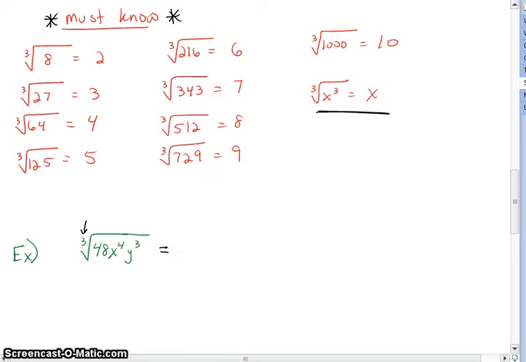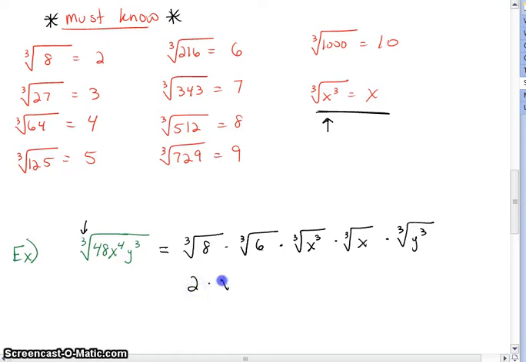48's not on my list, so I'm breaking into something I do know the cube root of, which would be 8 in this case. Cube root of 8 times the cube root of 6. This time, instead of x squared, I want it to be x cubed, because I know x cubed. So I make it x cubed, which leaves the cube root of just x, times the cube root of y cubed. So the cube root of 8 is 2. Don't know the cube root of 6. I don't know the cube root of just x, times y. So 2xy cube root of 6x.